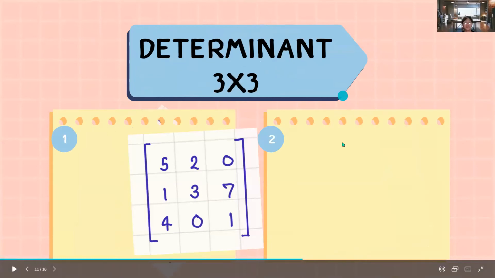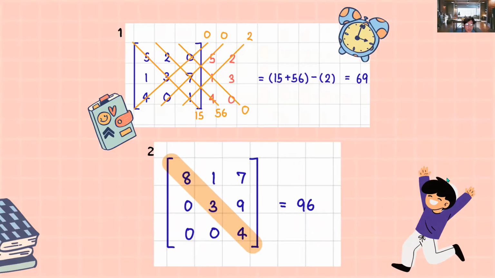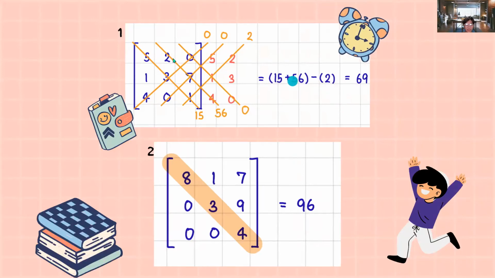Okay, now the determinant of 3 by 3. For the first question, from the 3 by 3 matrix, we copy the first row and the second row, and we multiply down. I strike 5, 3, 1, so I get 15. I strike 2, 7, 4, so I get 56. I strike 0, 1, 0, so I get 0. All these numbers are going to be positive. And I strike up 4, 3, 0, I get 0. I strike up 0, 7, 5, and I get 0. And I strike up 1, 1, 2, I get 2. The determinant of this 3 by 3 matrix is going to be 15 plus 56 minus 2, and that gives me 69.